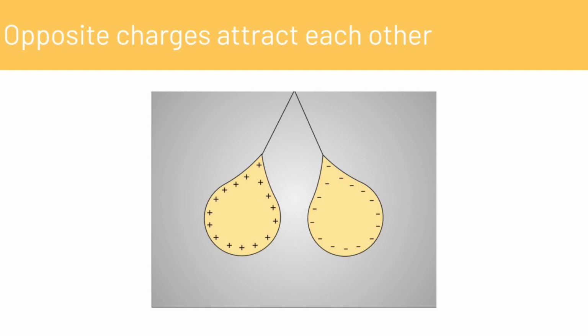And here we have another example with balloons. So we have the positively charged balloon and we have the negatively charged balloon. And these 2 balloons, because they're opposite charges, will attract each other. So even if you tried to hold them apart from each other, they're still going to try and attract each other. So even if you tried to hold them apart, they would still want to stick together, because opposite charges attract each other. The positive and the negative are going to want to stick together.